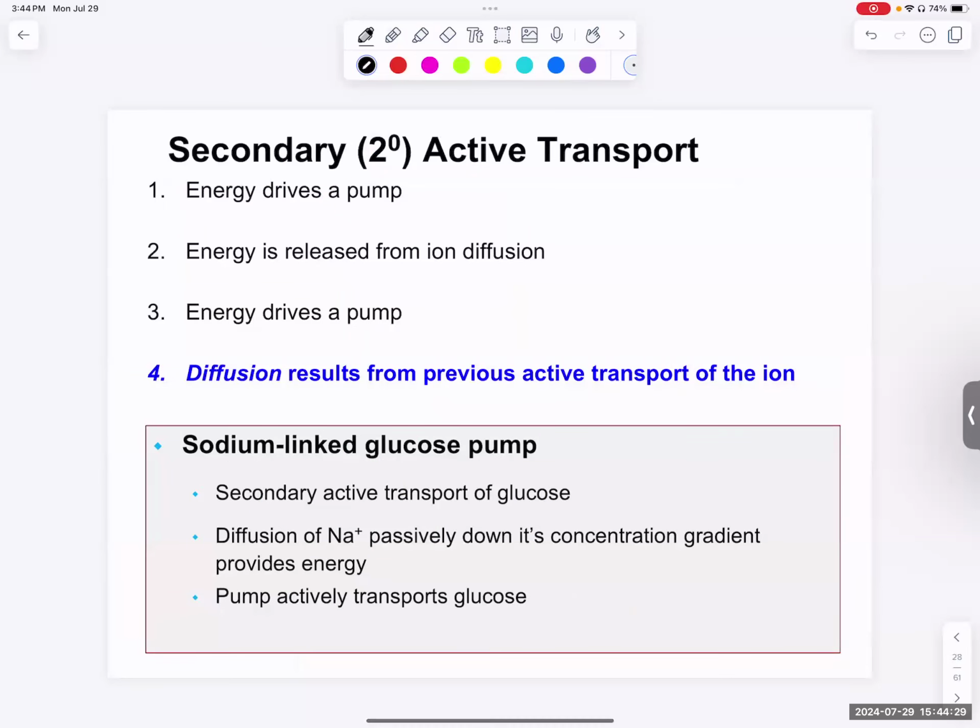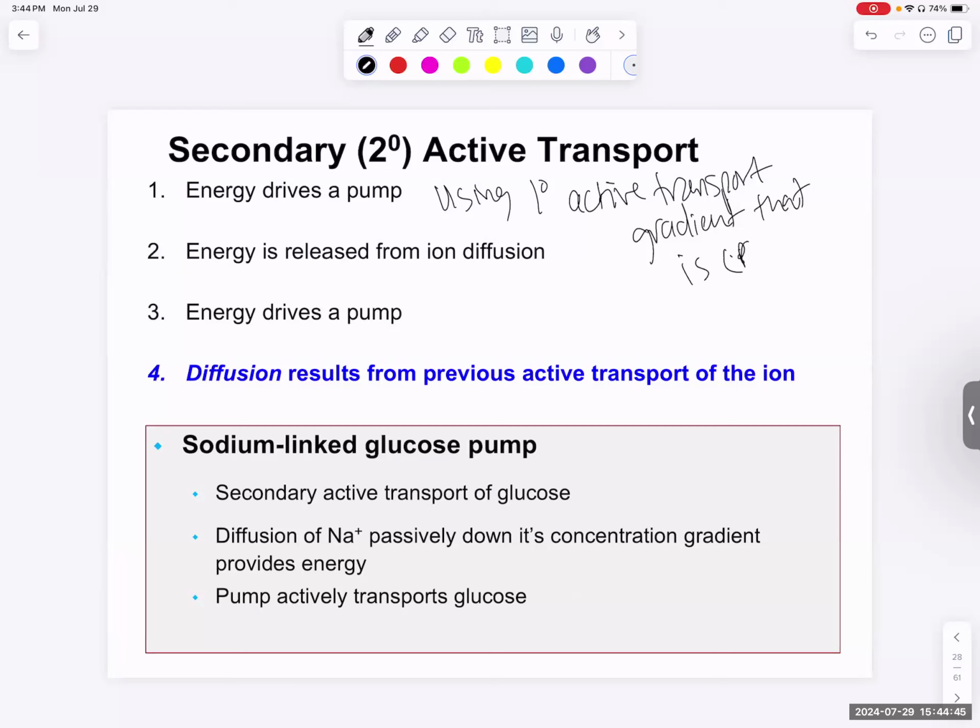Secondary active transport is using the primary active transport gradient that is created. And I really wrote that kind of poorly. It uses the gradient created by primary active transport.